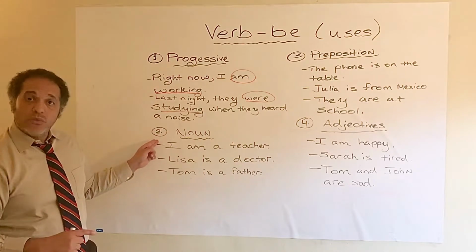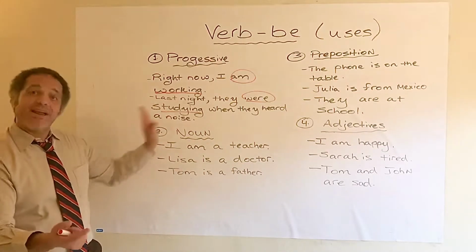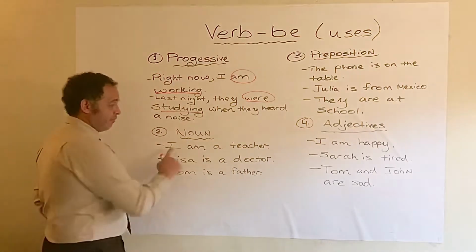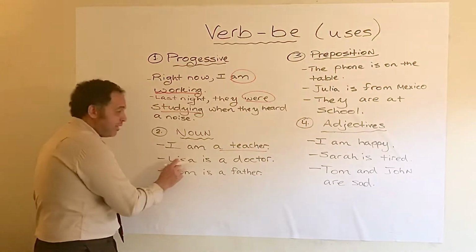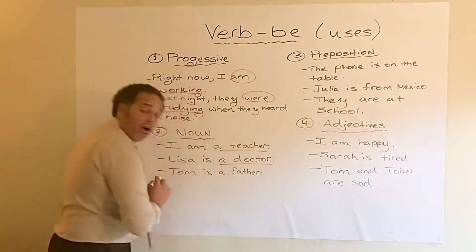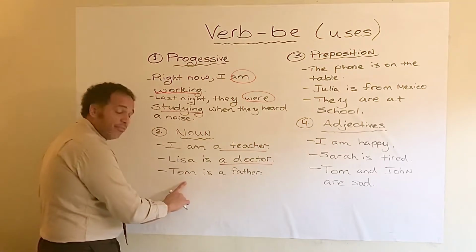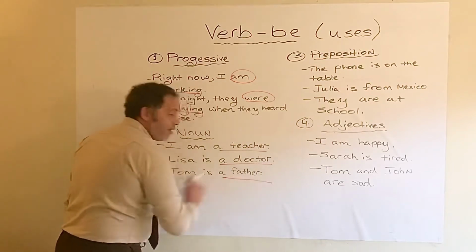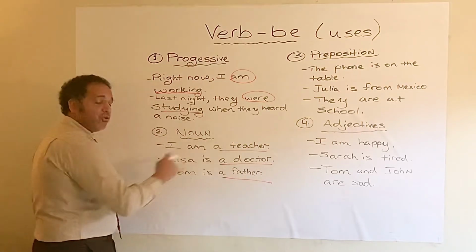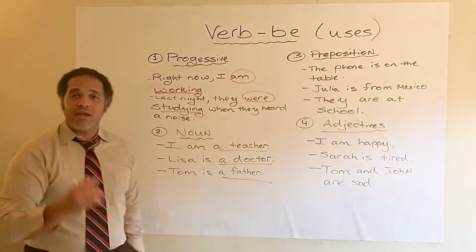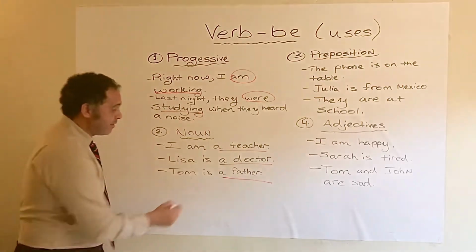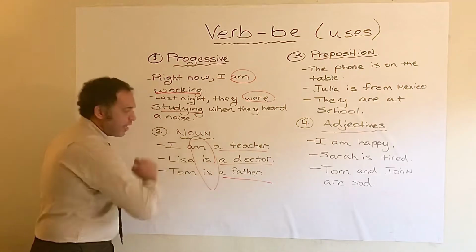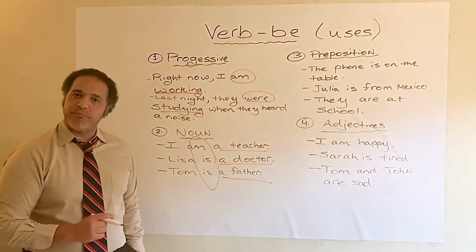Second one, whenever you have a noun at the end. I am a teacher. Lisa is a doctor. Tom is a father. Anytime you guys have nouns at the end, a person, a place, or a thing, if you have it at the end, you're going to need to put the verb be.